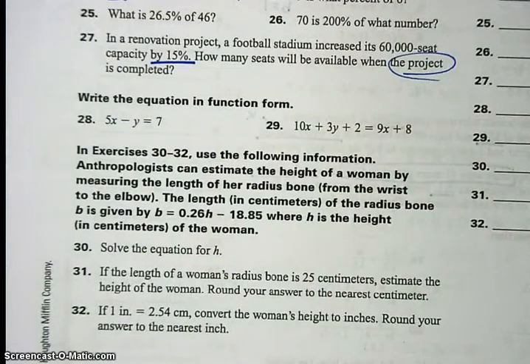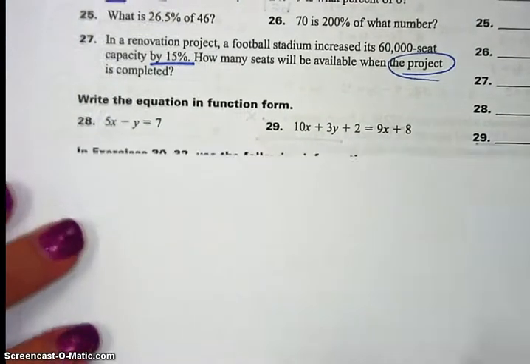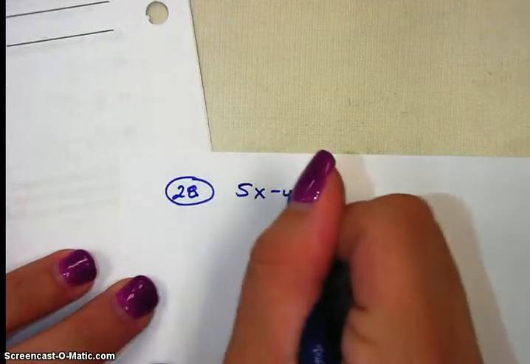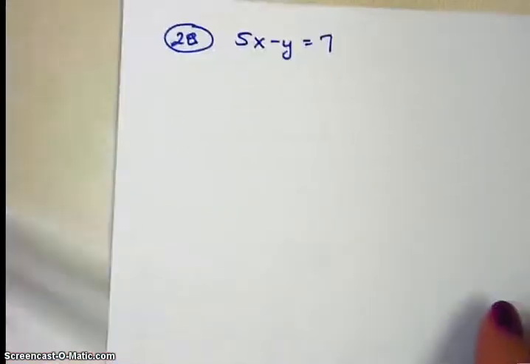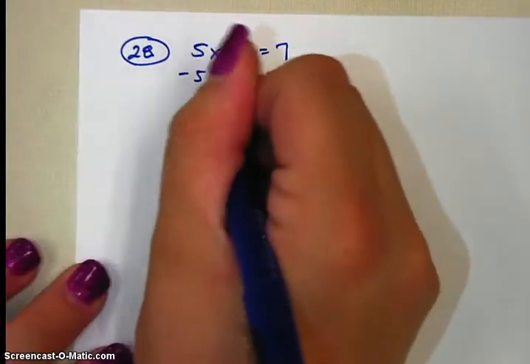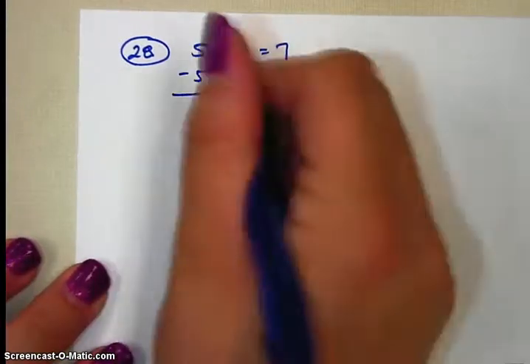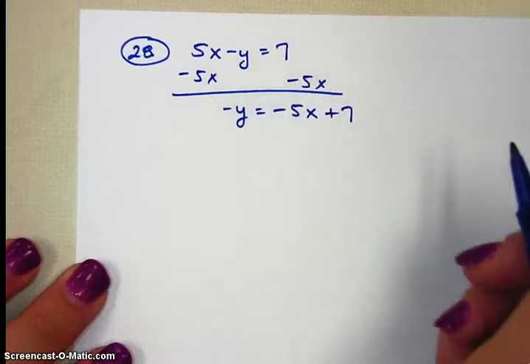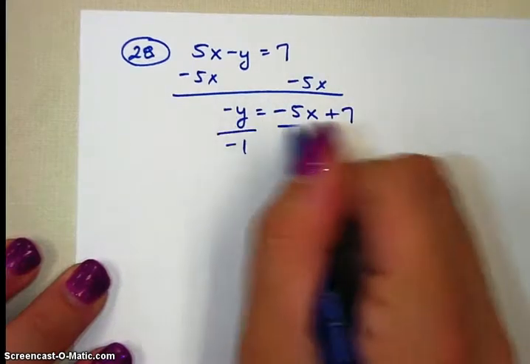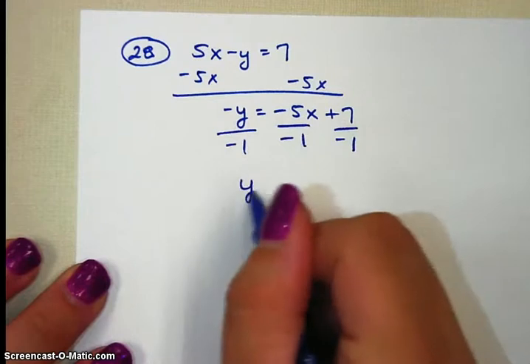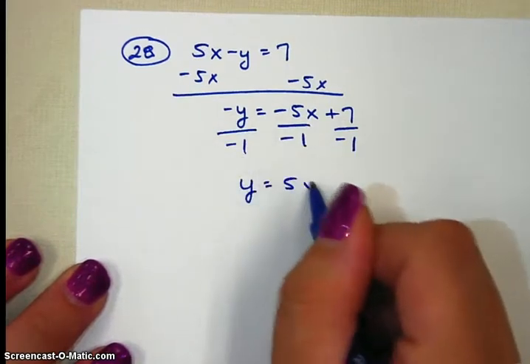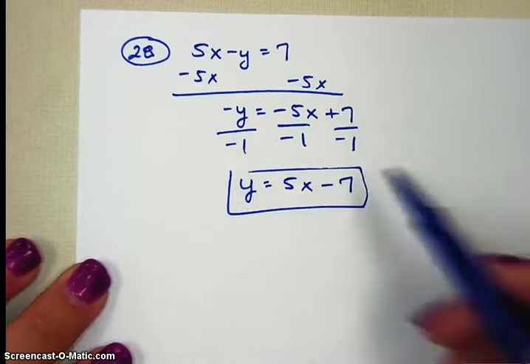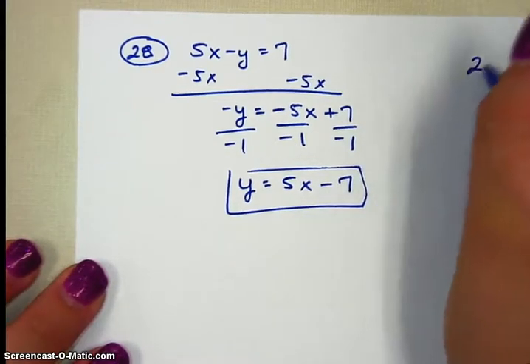Number 28. We're going to solve for y. So 5x minus y equals 7. So to solve this for y, we're going to start by subtracting 5x, solving for y. So negative y equals negative 5x plus 7. We don't like negative y, we want a positive y. So divide every single term by negative 1, giving us positive 5x minus 7. Okay, be careful of sign errors. Number 29.